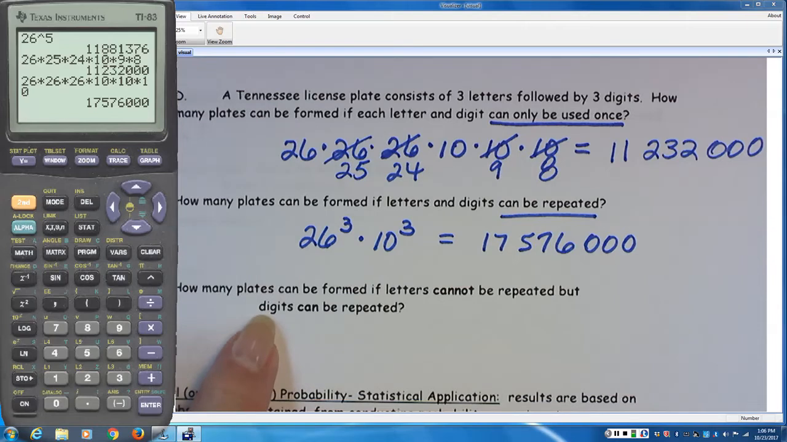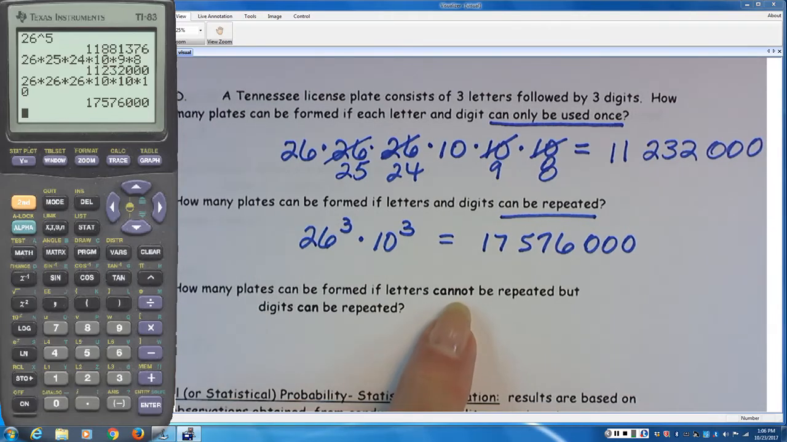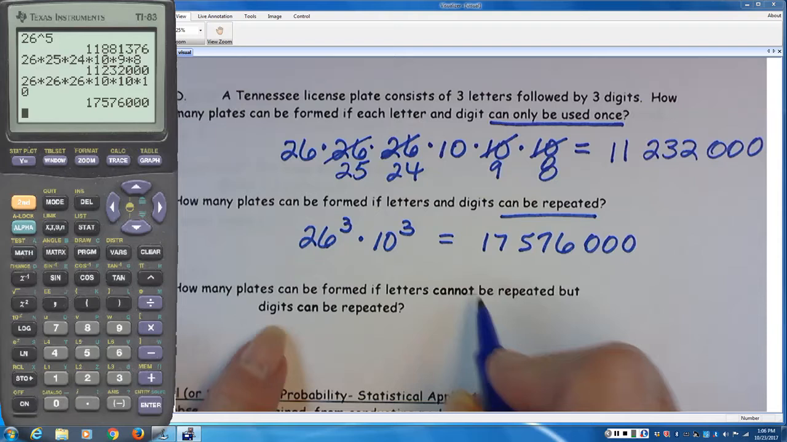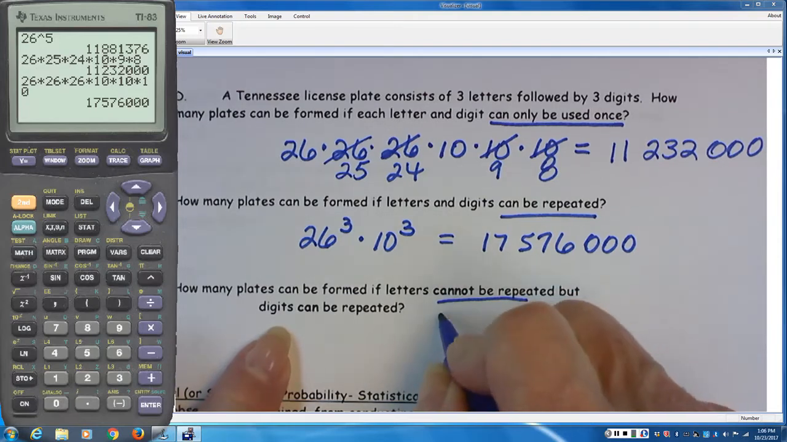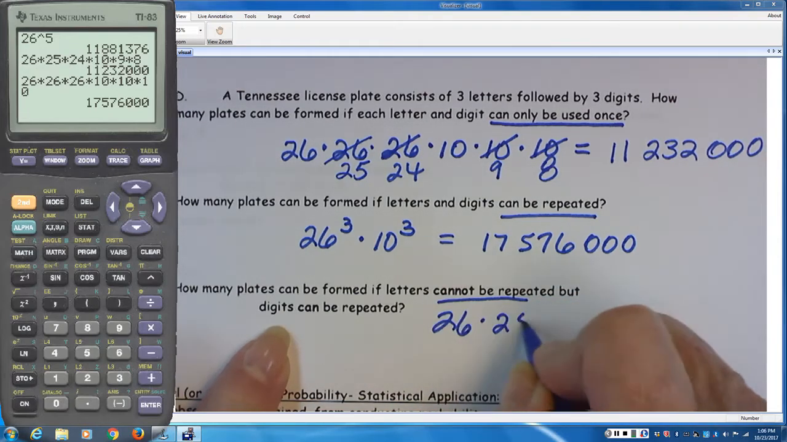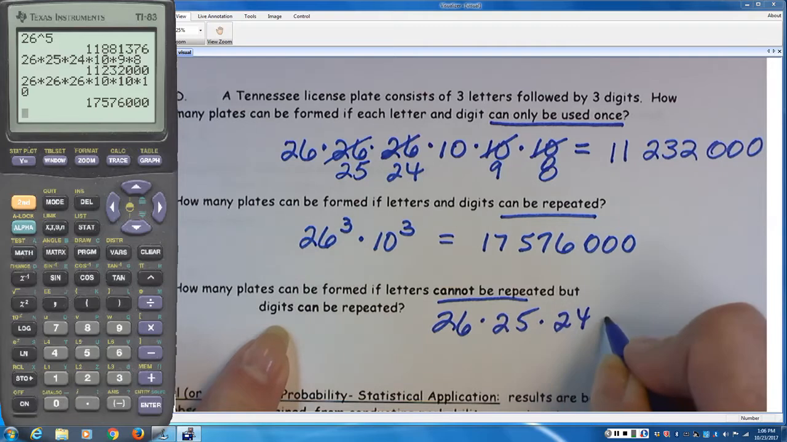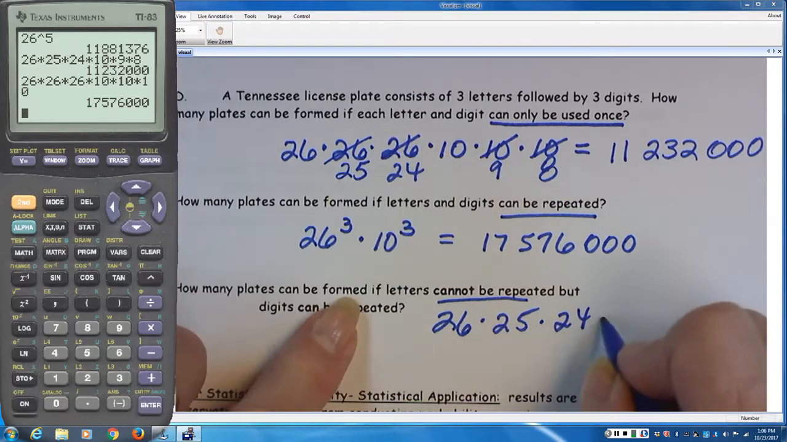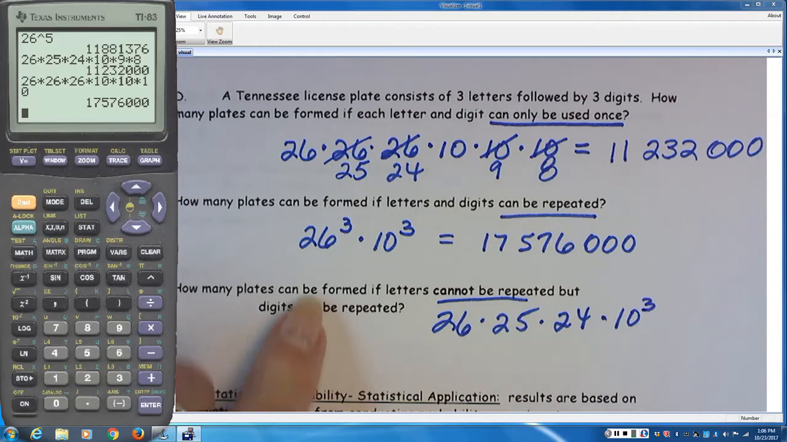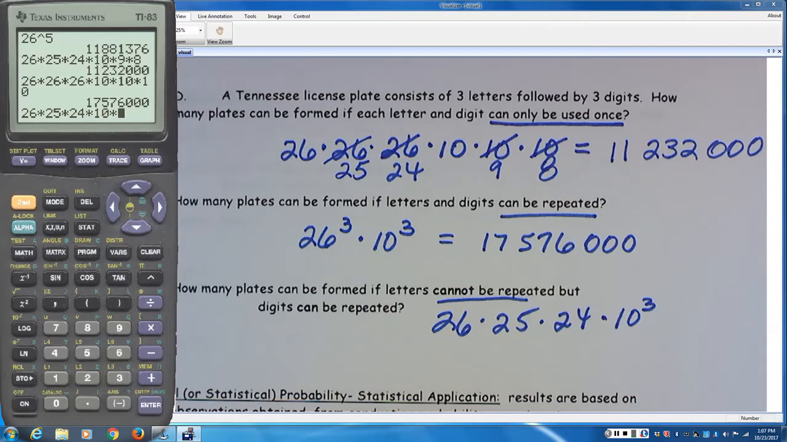And then how many plates can be formed if letters can't be repeated, but the digits can? Okay, the letters cannot be repeated, so that would be 26 times 25 times 24, but the digits can be, so that would be 10 times 10 times 10. So then you'd have 15 million, wait, hard to count zeros on that calculator. Yeah, 15,600,000.